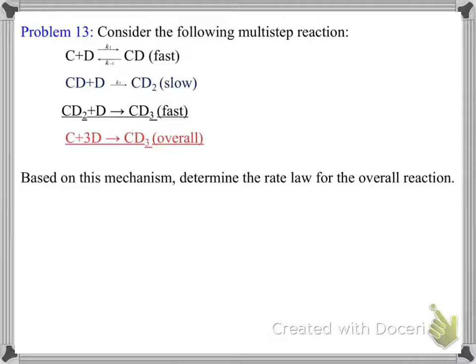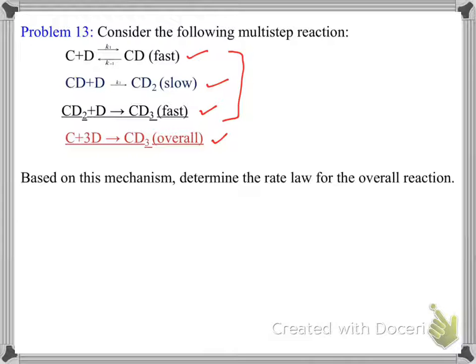I have one more question here to solve. It says, consider the following multiple step reactions. C plus D gives CD is fast, CD plus D gives CD2 is slow, then the next step is fast, and this is the overall reaction. How do you get the overall reaction? By adding all the reactions. Based on this mechanism, determine the rate law for the overall reaction.